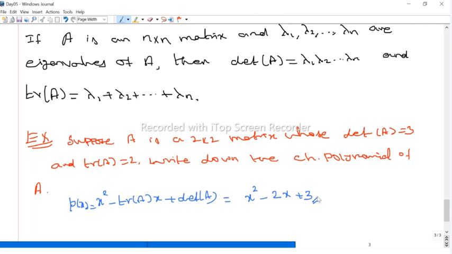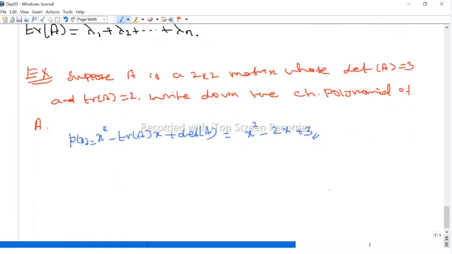Suppose otherwise they give the eigenvalues. Suppose lambda 1, lambda 2 are the eigenvalues of a 2 by 2 matrix. Then what is the characteristic polynomial? If you take the sum, you will get the trace. If you take the product of the eigenvalues, you get the determinant. Substitute the values here, and you will get the characteristic polynomial of the 2 by 2 matrix.